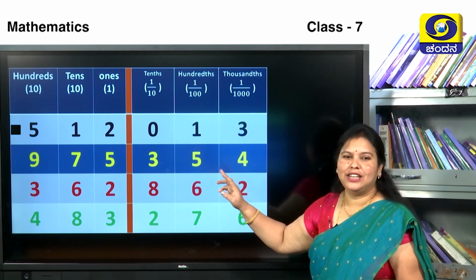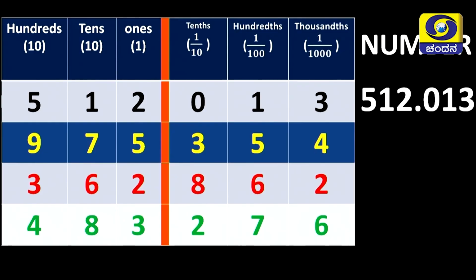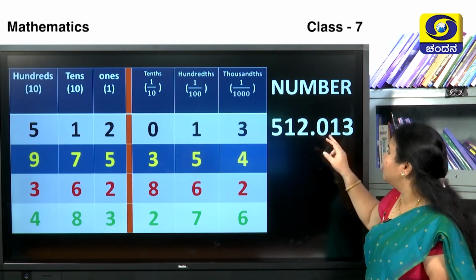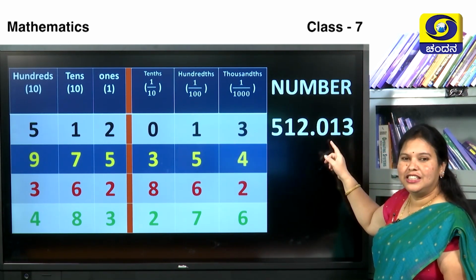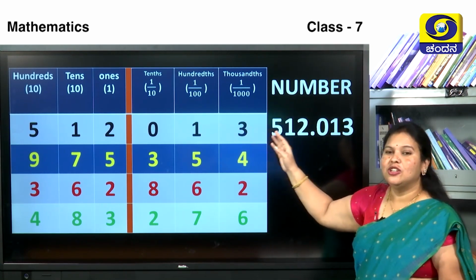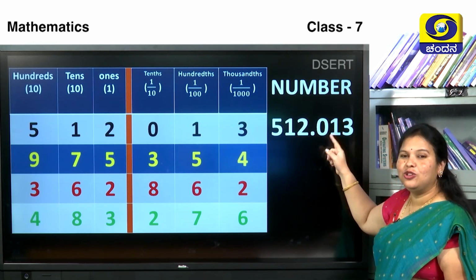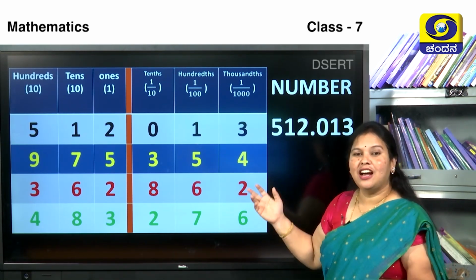Here is a chart on the screen. Observe it and try to write it in decimal form as we practiced before. Here we have 5 in hundreds place and 1 in tens place and 2 in unit place. So, we have to write it as 512. Here we have decimal numbers after the decimal point. So, 0 in 10th place, so we have written after the decimal point, and 1 in 100th place, and 3 in the 1000th place. So, the number is 512.013.